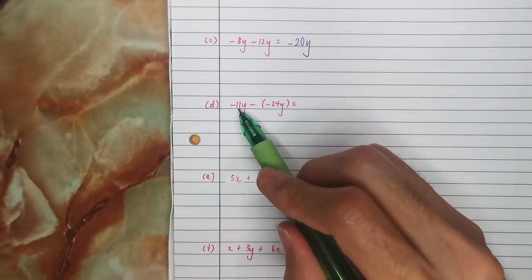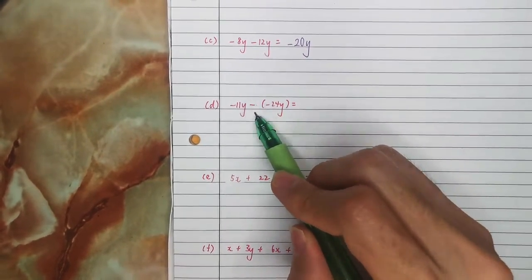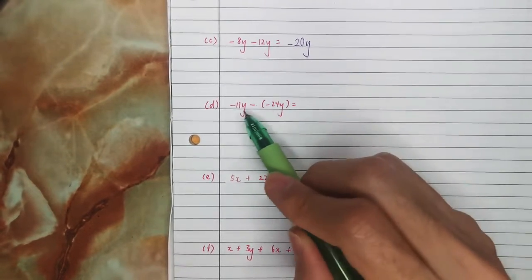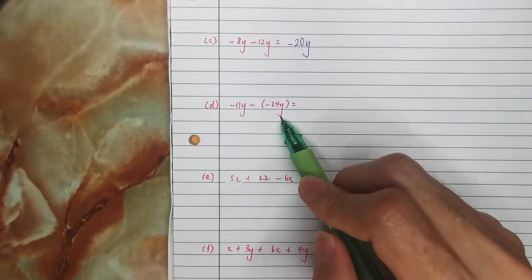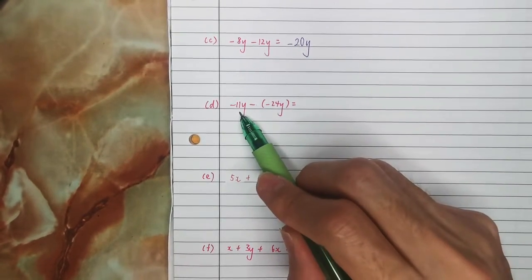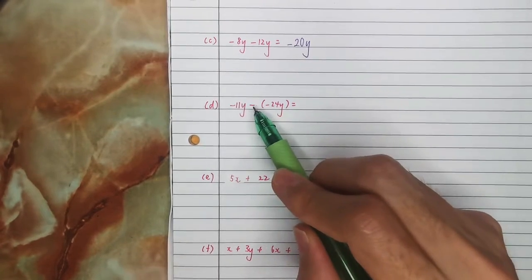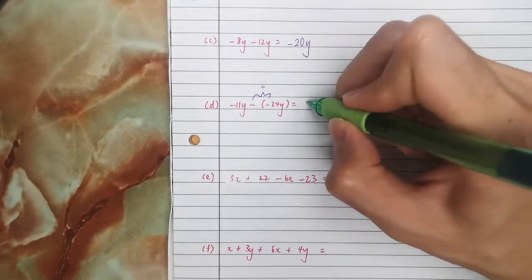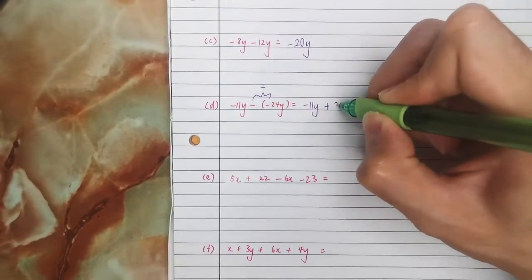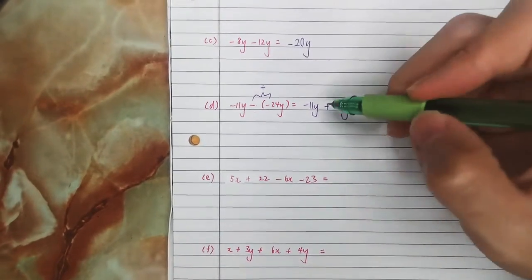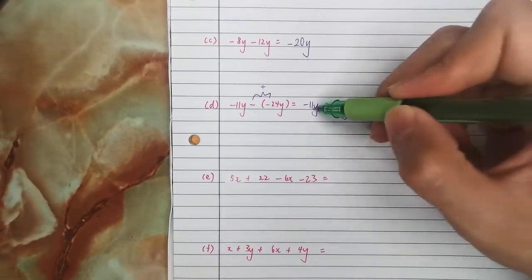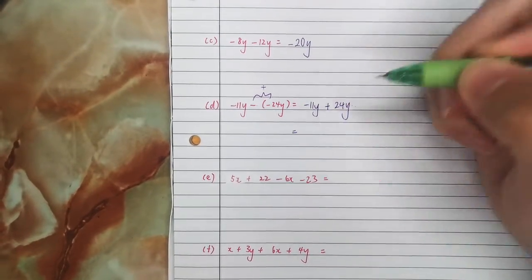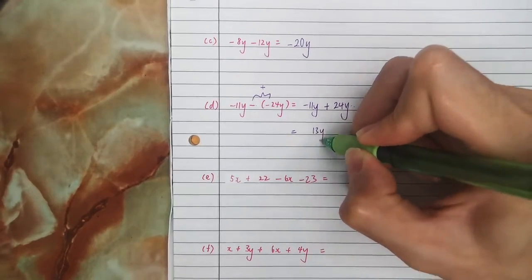So let's look at the next one, part D. In part D, they say negative 11y minus negative 24y. First question to ask is, are they like terms? Yes, they are like terms. So in this case, negative 11, and I have a minus here, so I can change it to plus. So negative 11y plus 24y. Don't be afraid by the variable y at the back. You can just add them like normal numbers. So negative 11 plus 24, it'll give me 13y.